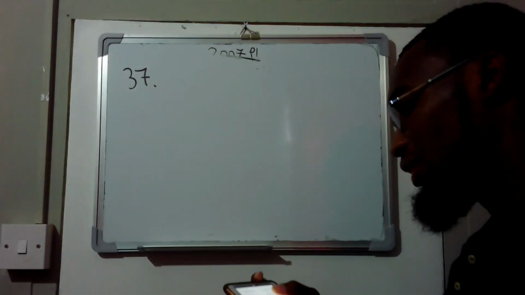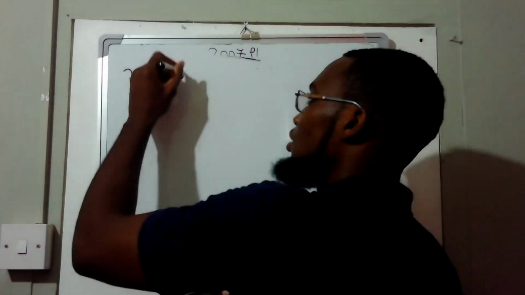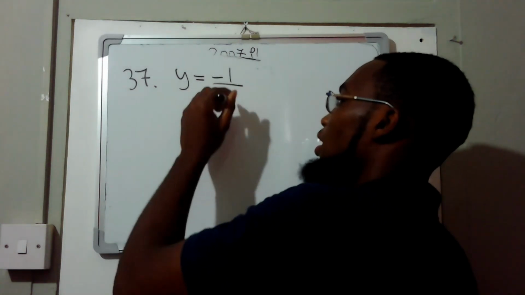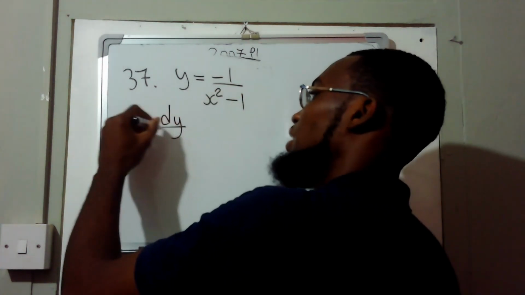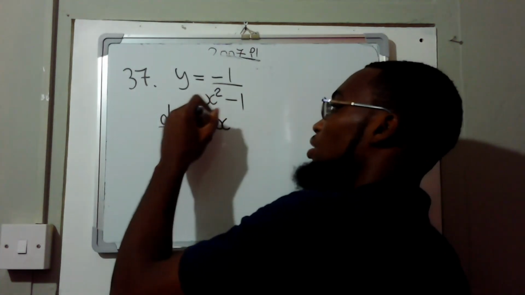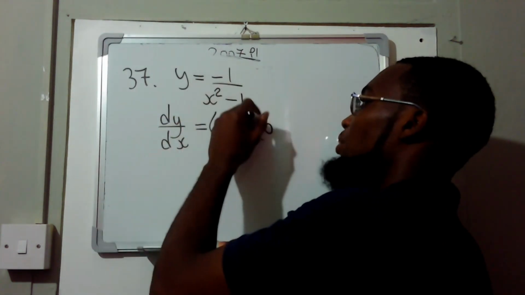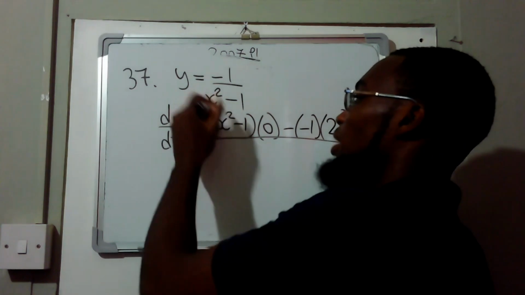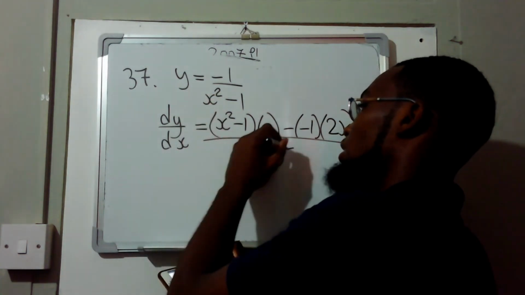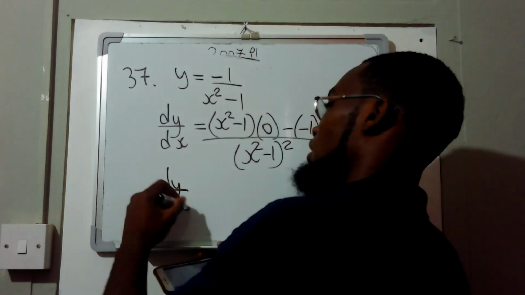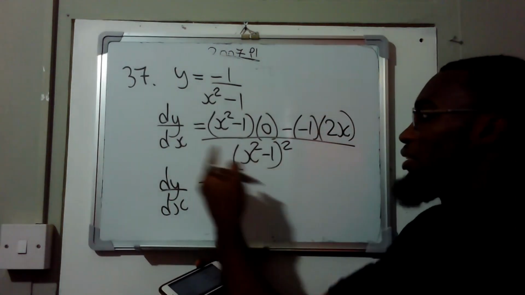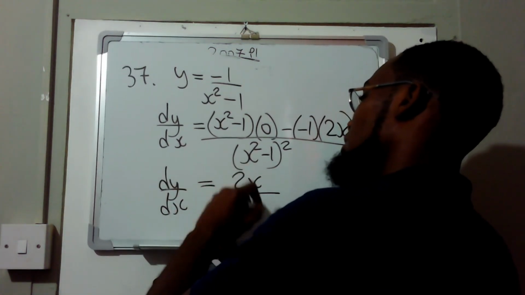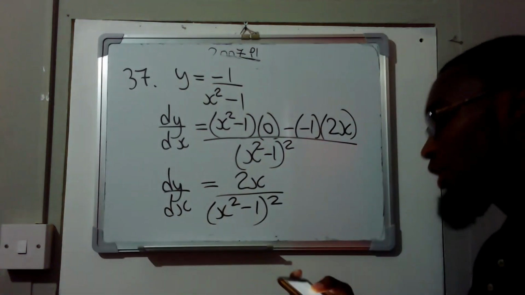Question 37, it says find the first derivative of this. So y is negative 1 over x squared, plus x squared minus 1. To find the first derivative, dy by dx is, you start with the bottom times the derivative of the top, minus the top times the derivative of the bottom, over the bottom squared. So when we work this out, this part is 0, minus and minus make it become plus. So that's 2x over x squared minus 1, all squared. That's option C.